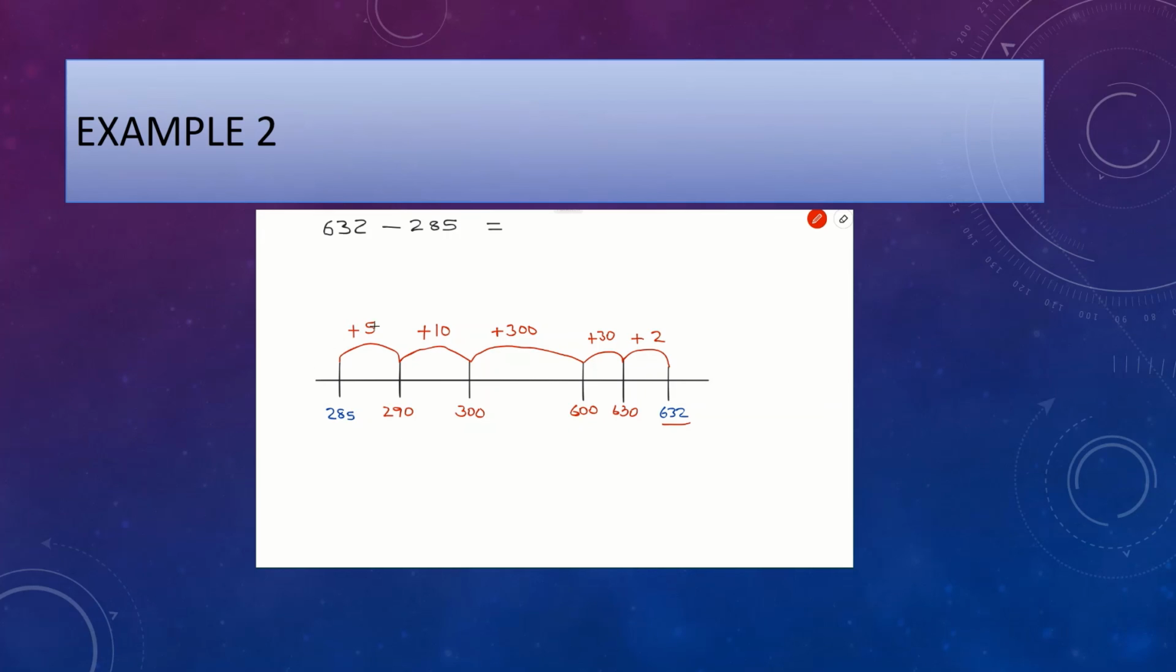Third step is to add all the numbers that we added to this 285 in order to get to this 632 to get the answer. Here we have 300. We start with the bigger number, and then we have a 30, 10, 5, and a 2. We add them all together. 5 plus 2 is 7. 3 plus 1 is 4. We bring this 3 down. So 632 minus 285, the answer is 347.